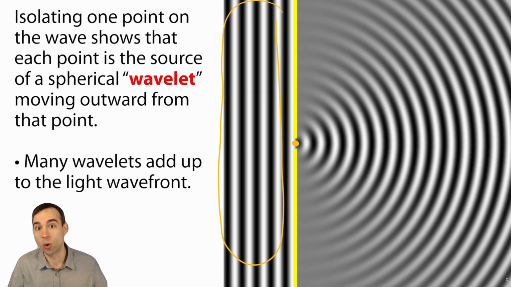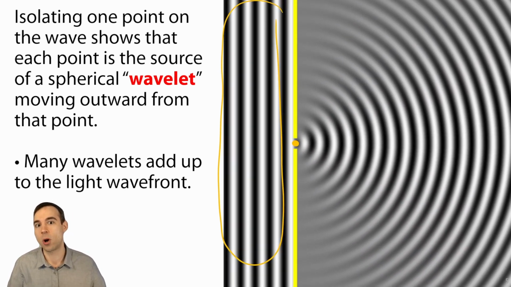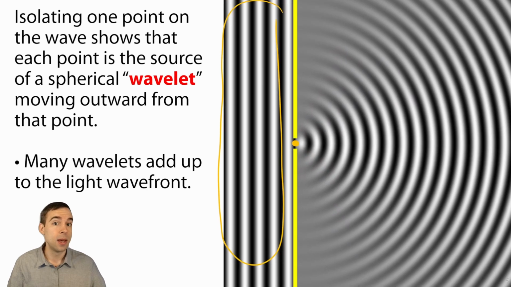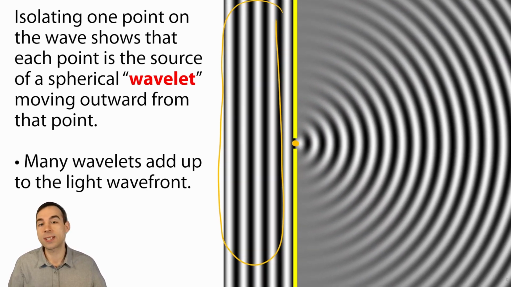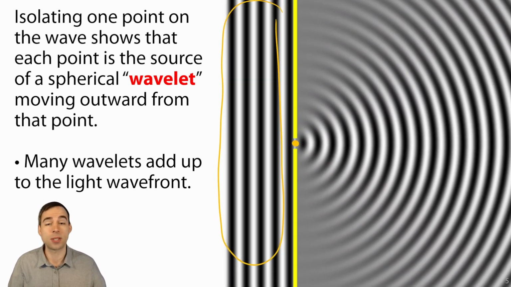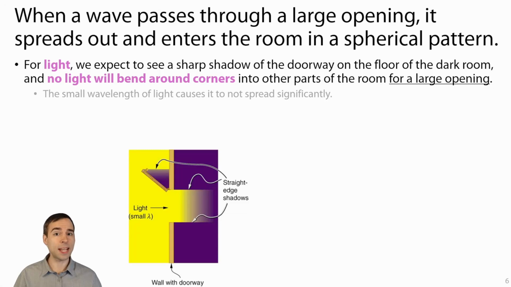So that point on the wave acts like a source of a small spherical wavelet, and many points add up to many sources that add up to many wavelets that add up to the overall wavefront. This idea of cutting waves into their individual wavelets is actually the phenomenon that is responsible for waves spreading out as they pass through an opening or interact with some type of obstacle.